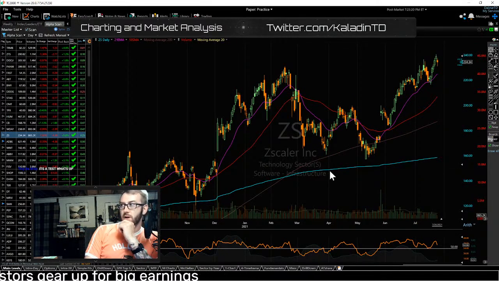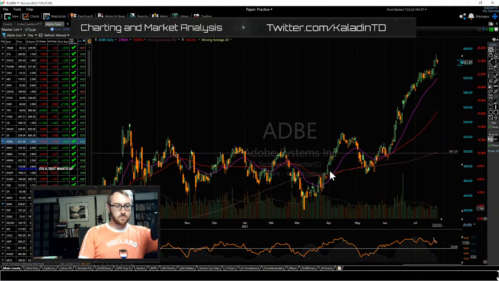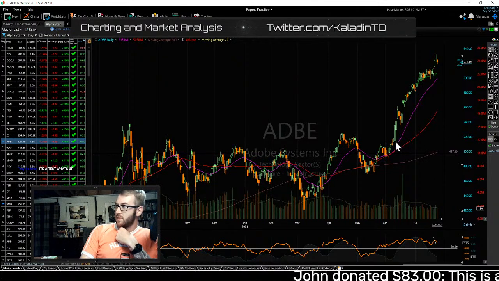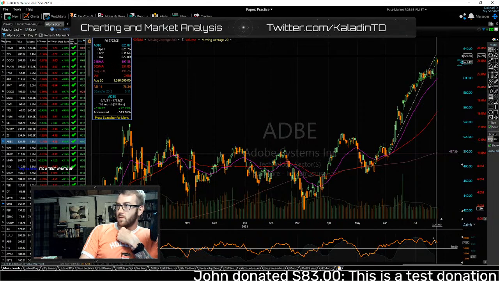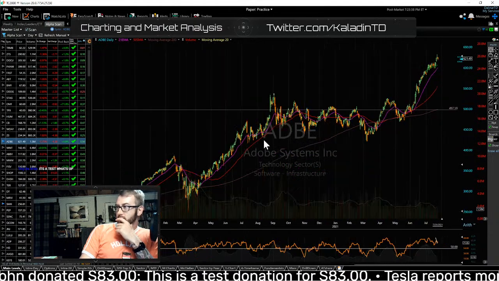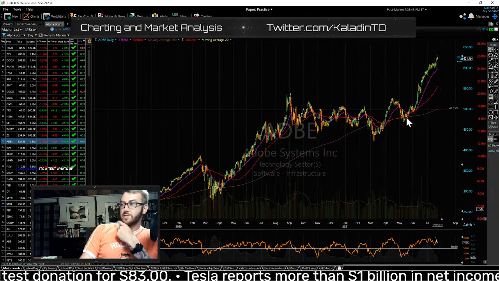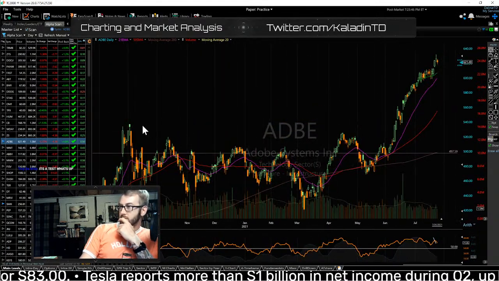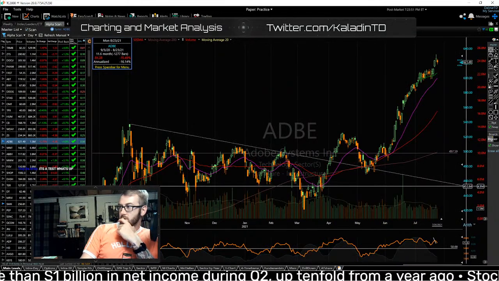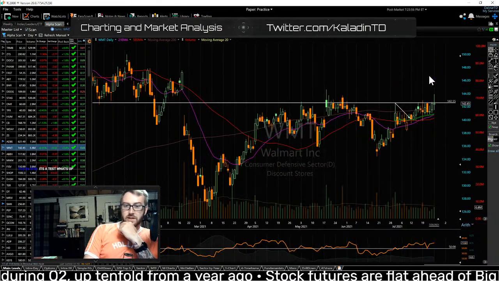Zscaler still super strong. Looks like it pulled back a little bit today. Adobe is still ripping. It's up about 30% over the past month and a half. This is another name that was basing for almost a year before this breakout. Too extended for me.